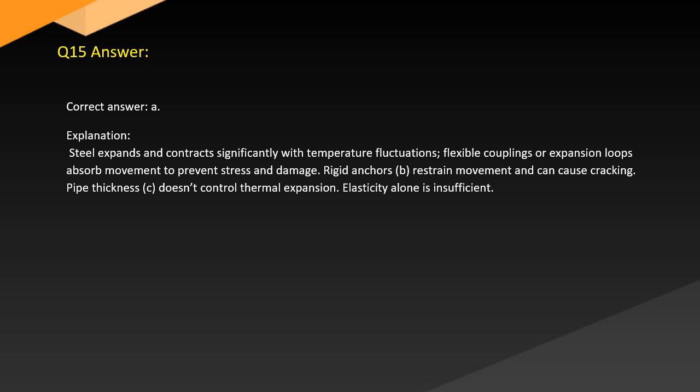Answer. Correct answer: A. Explanation: Steel expands and contracts significantly with temperature fluctuations. Flexible couplings or expansion loops absorb movement to prevent stress and damage. Rigid anchors, B, restrain movement and can cause cracking. Pipe thickness, C, doesn't control thermal expansion. Elasticity alone is insufficient.